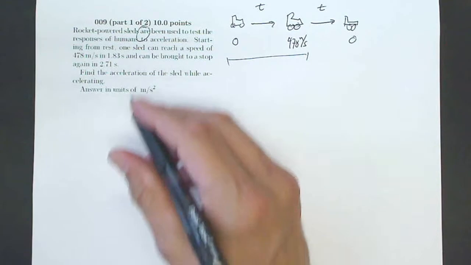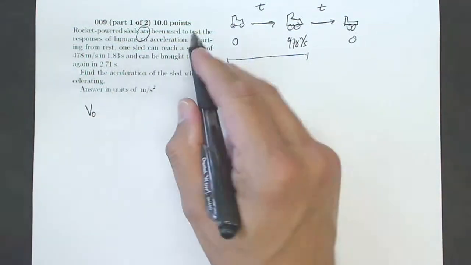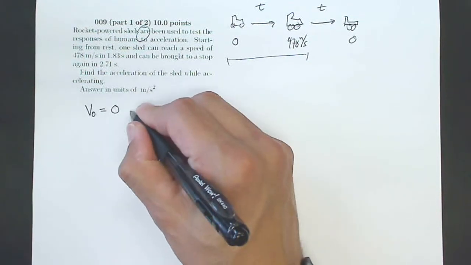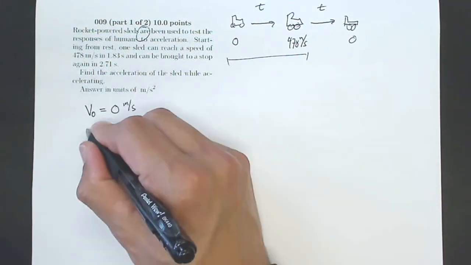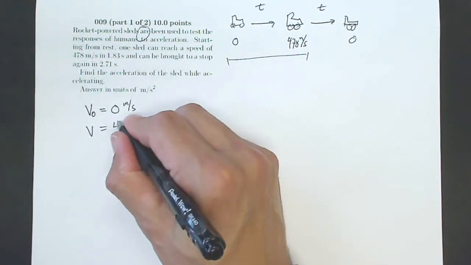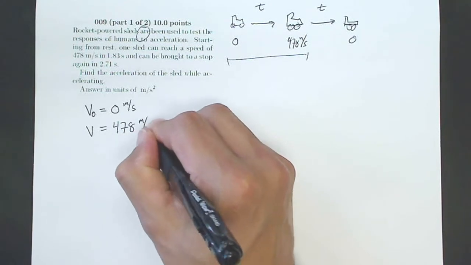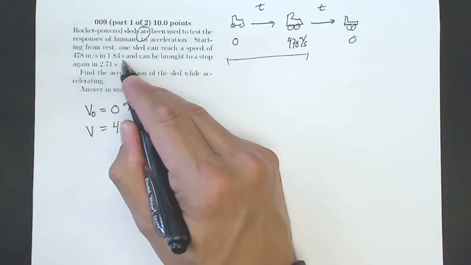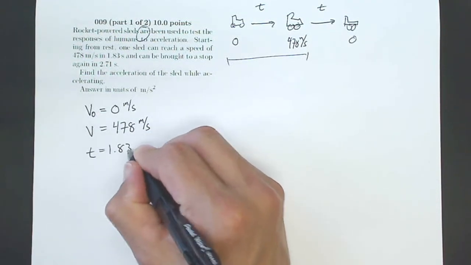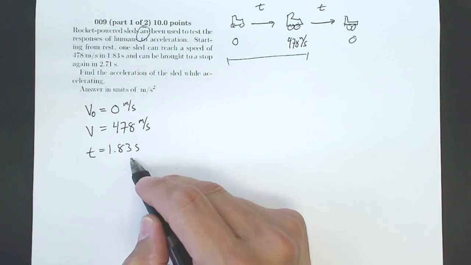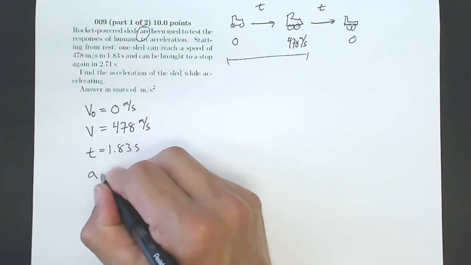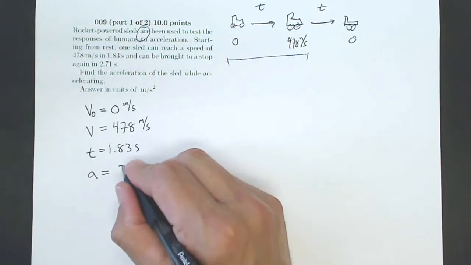So for part 1, my initial velocity is 0 because it starts from rest. So my initial velocity is 0 meters per second. My final velocity is that it reaches a speed of 478 meters per second, and it does so in 1.83 seconds. That's all I need. My time is 1.83 seconds. That's while it's accelerating. Later on, it's brought to a stop. I don't care about that right now. So I'm looking for my acceleration while it's accelerating. So that's my question mark.